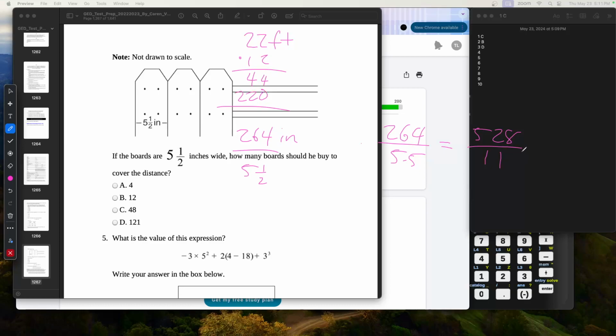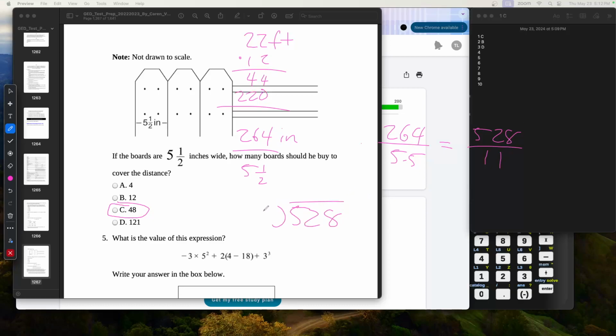Why is that? So definitely you can divide by decimals or fractions if you want to, but I would much rather not do that. And here, what I can do is multiply the top and the bottom by 2. I don't know if you're familiar with this technique, but this is definitely something that you can do. Immediately I can get a sense that C is the correct answer. I'm looking for 528 divided by 11. Let's go ahead and do that.